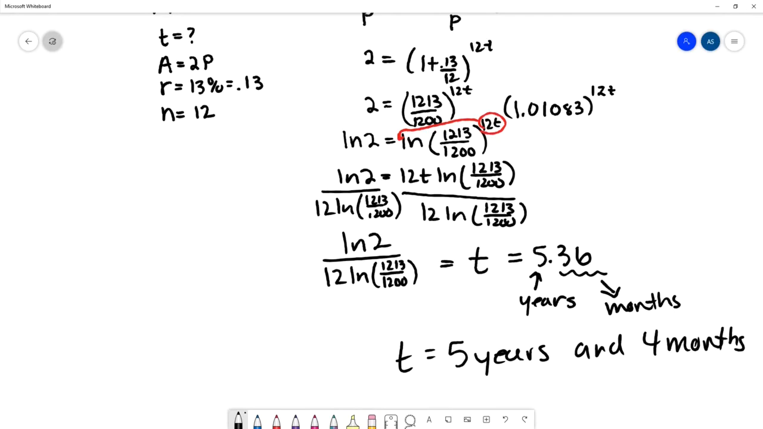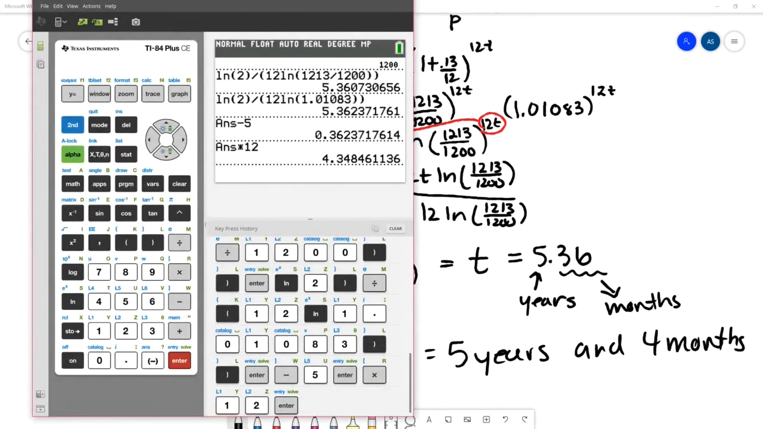Let's look at that rounding one more time. Okay, so under normal rounding rules, I would round to 4 months. But in this situation, I need more than 4 months to get enough interest. So I'm going to round up to 5 months.